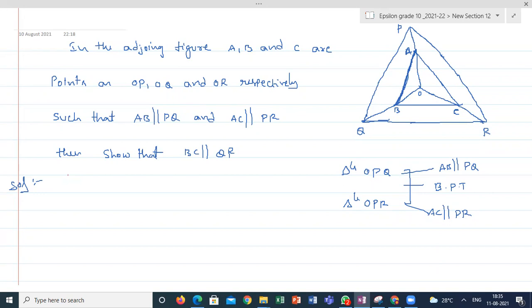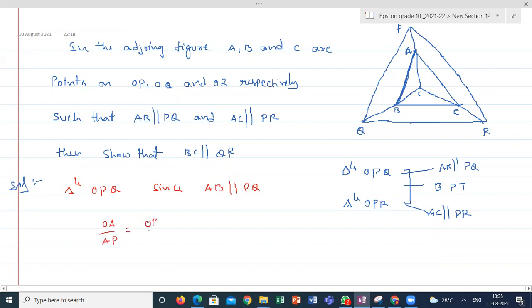Completed, sir. Any others? Can you guide me, ma'am? How have you done it? Sir, first in triangle OPQ, since AB is parallel to PQ, OA by AP is equal to OB by BQ, sir. The reason is the basic proportionality theorem. This is my first equation.